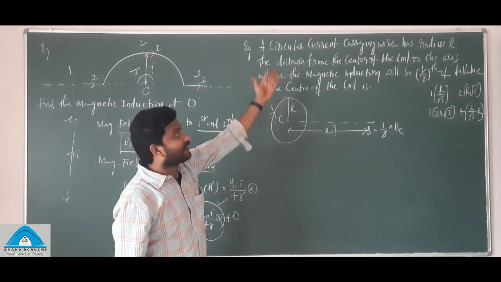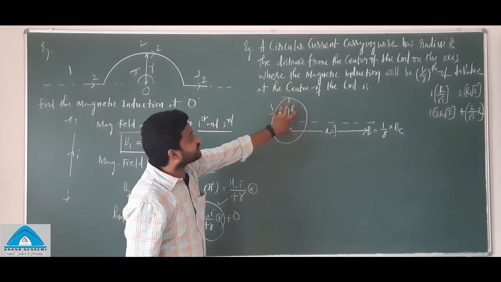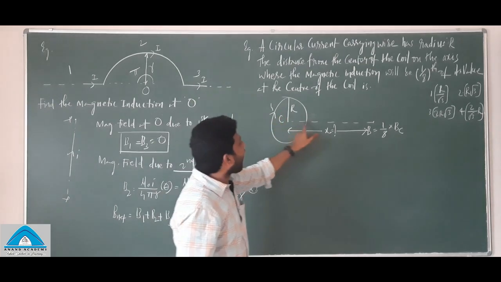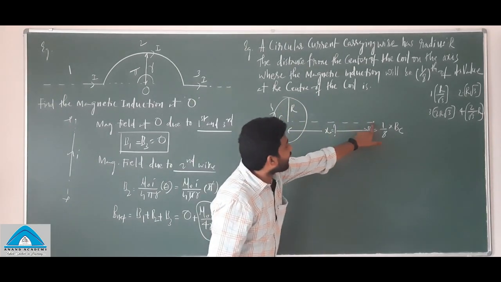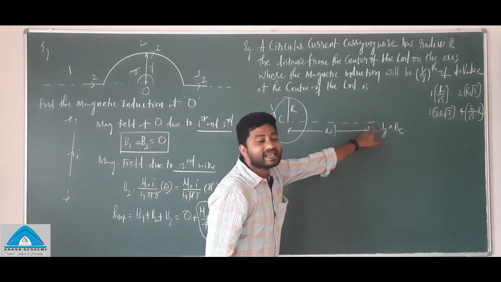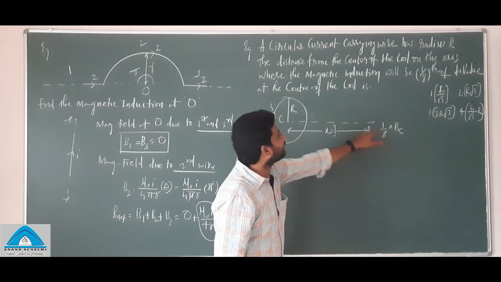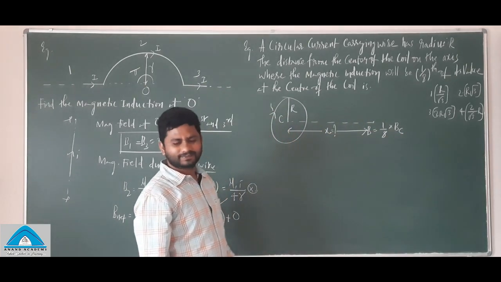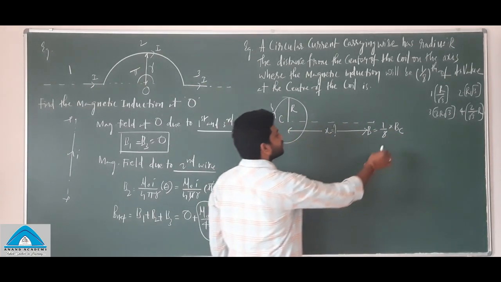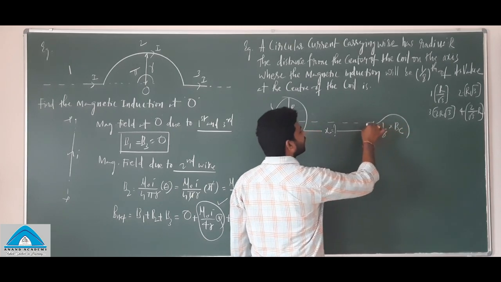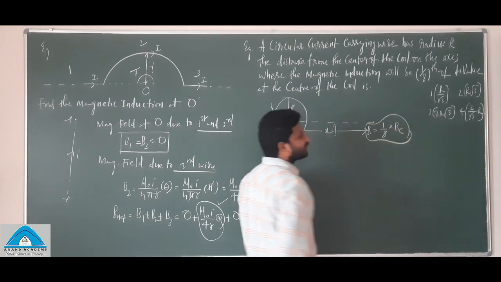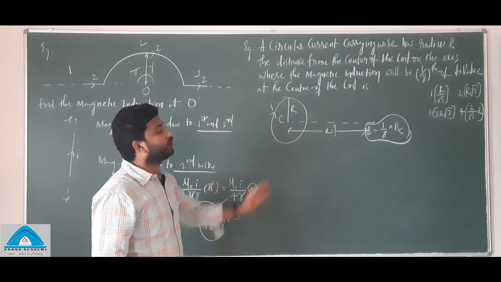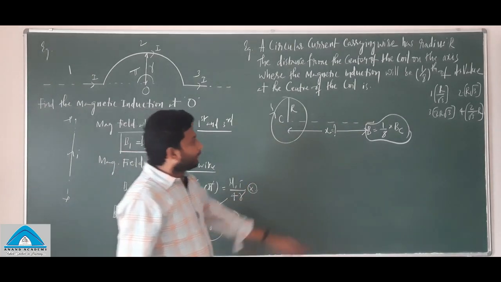Read the question once again. A circular current carrying wire has a radius r. The distance from the center of the coil on the axis where the magnetic field is 1 by 8 times of its value at the center of the coil. Right? So this is the main point and the given data of the numerator. The main point is this one. Right?